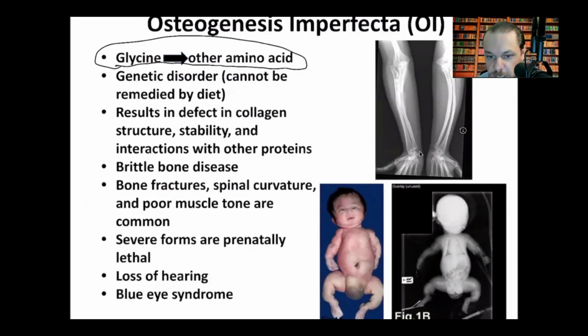You'll see their bones malformed, as Ian said, brittle bone disease. Their bone matrix is not as robust because there's no glycine in every third position. It's been replaced in that formation. You have more bone fractures. You may have curvature. You have poor muscle tone because of all these factors.